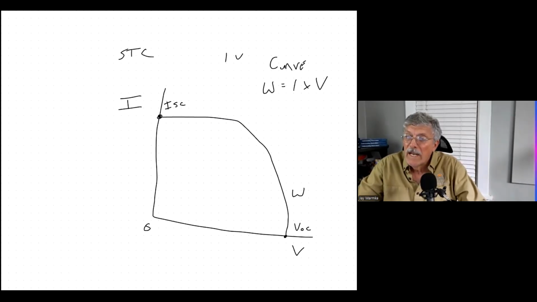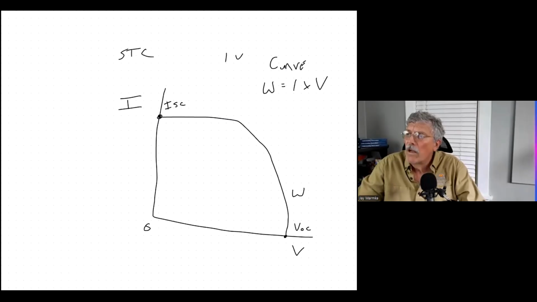So when we design our systems, we want to use the theoretical maximum amps in designing our wire sizes, and we want to use the maximum voltage in designing our strings so we don't exceed the maximum voltage allowed by law and or the voltage of the equipment.